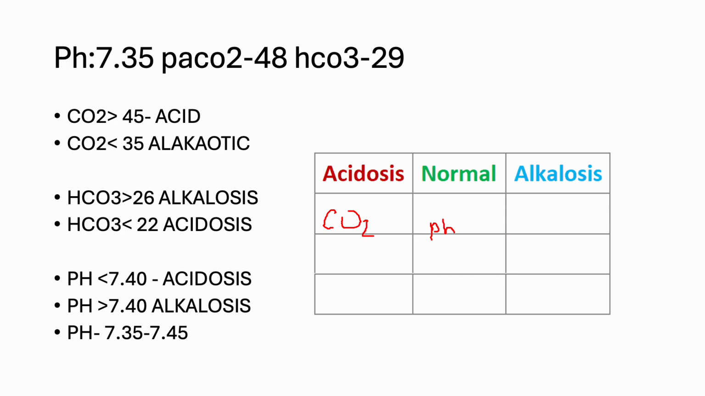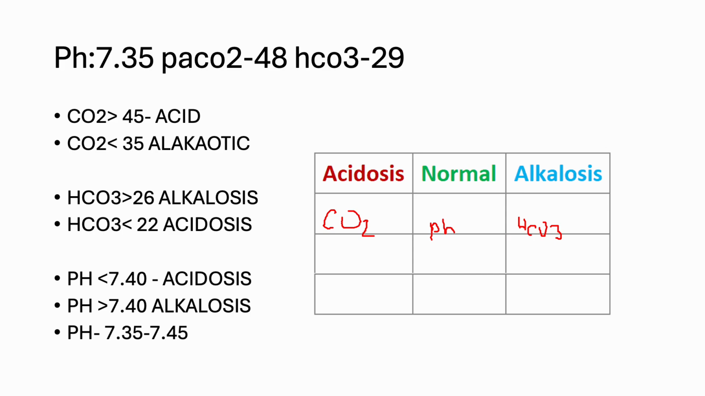All right, and then our bicarb is 29. So normal ranges is 22 to 26, so it's 29, so it's elevated. So it's going to go under the alkalosis side. All right, so we now want to look and see, do we have two under the same column? And we don't. So what we have to do is go back to the pH and figure out, is the pH on the acidosis side even though it's normal, or is it on the alkalosis side even though it's normal?